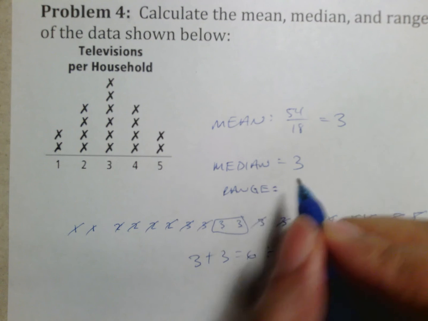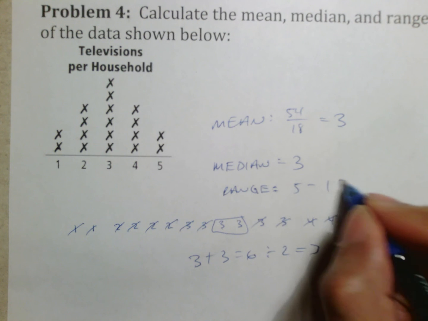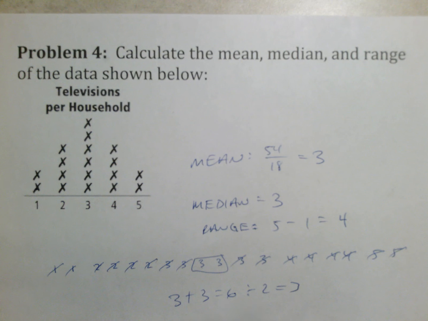The last thing is the range, which is highest minus lowest. The highest number in this data set is 5, minus the lowest, which is 1. It means your range is 4. So again, it's really not too much work. It's just a matter of making sure you understand what's going on and that you're ready to put in some sort of work for it.